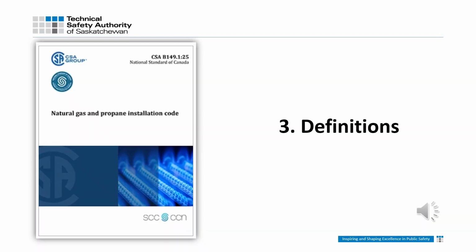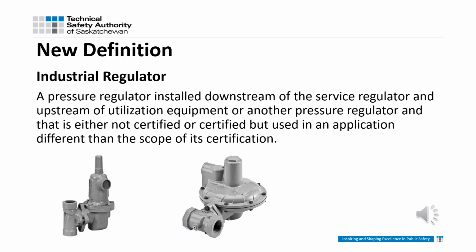Let's dive into the changes starting in Section 3, Definitions. An industrial regulator is a pressure regulator installed downstream of the service regulator and upstream of the gas equipment or another pressure regulator. Industrial regulators are uncertified regulators. It can be a certified regulator that is installed in an application where it does not meet the installation instructions or specifications that the 6.22 regulator is certified to, such as an inlet pressure over 10 psi.